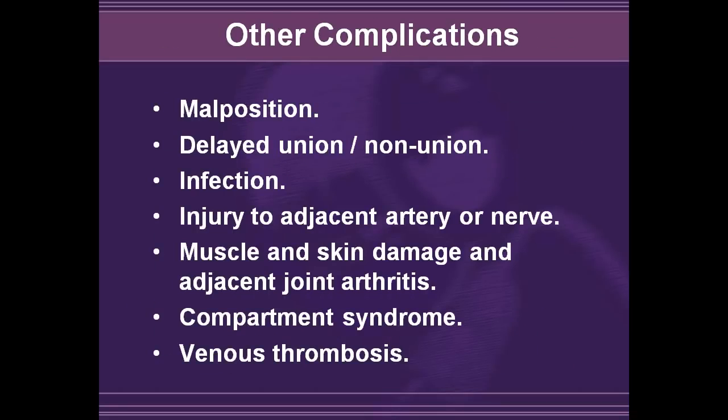Other complications that can occur can be malposition or poor healing, delayed union or non-union, where a pseudo-articulation develops. An infection can develop in an area of fracture, particularly in open fractures. There may be injury to adjacent nerve or artery. The muscle and skin can be damaged, and early arthritis can develop around a joint which has had a fracture going into it.